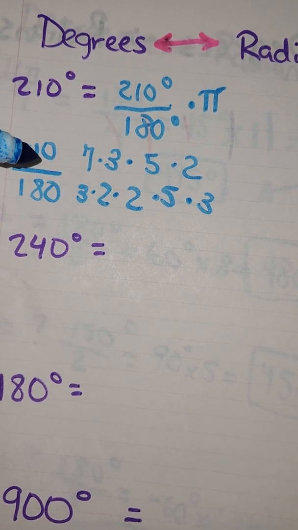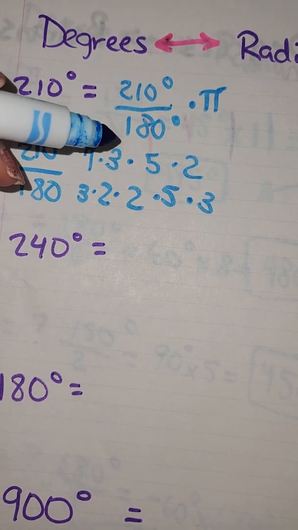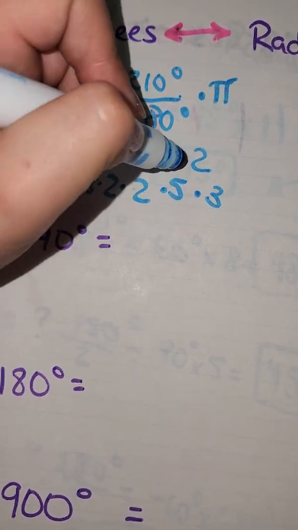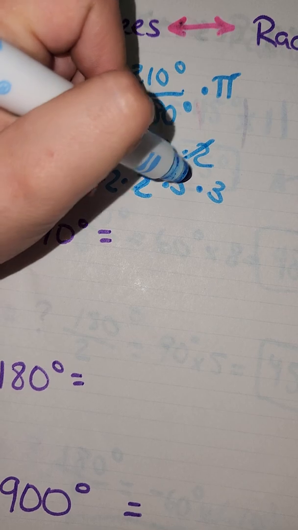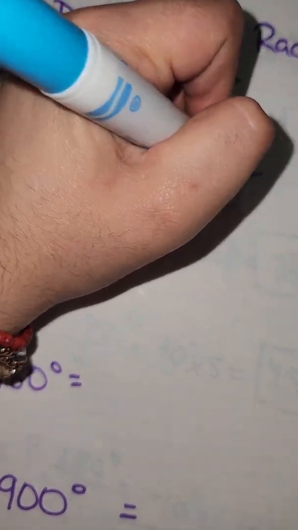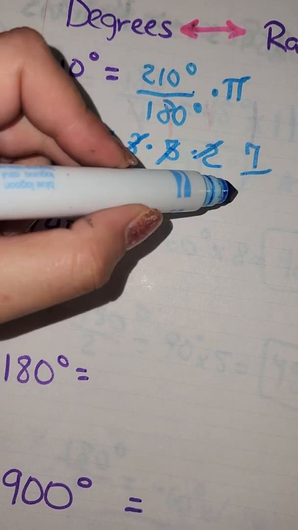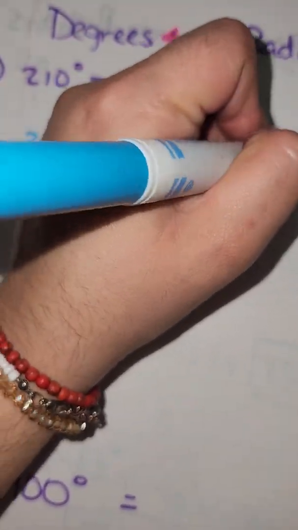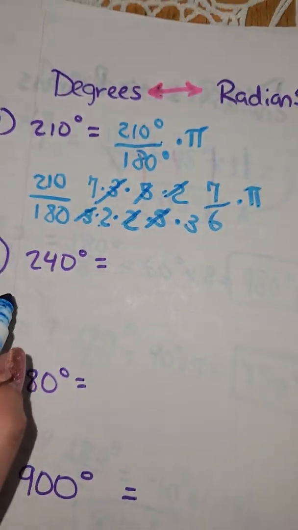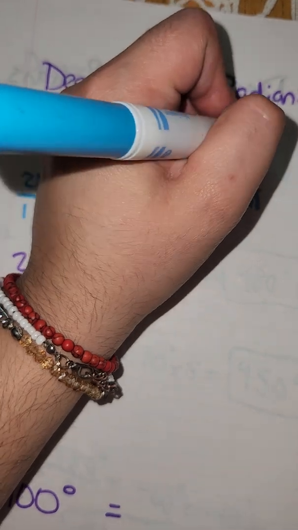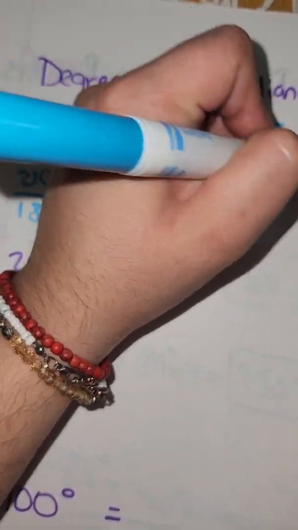Now we cancel out the numbers that are the same, bottom and top. 2, 2, 5. And we're left with 7 on top. And 2 times 3 is 6 on the bottom. And we times it times the pi. So 210 degrees is actually 7 pi over 6 as the answer.